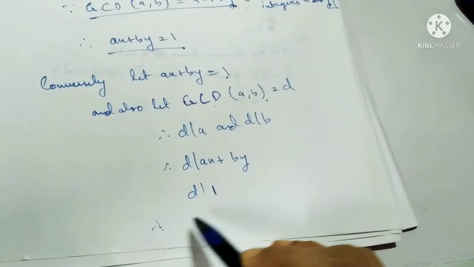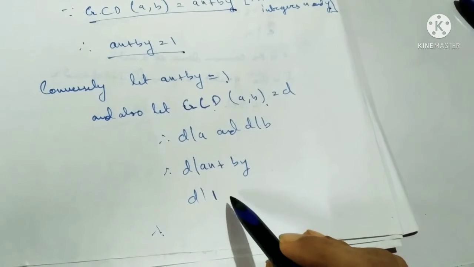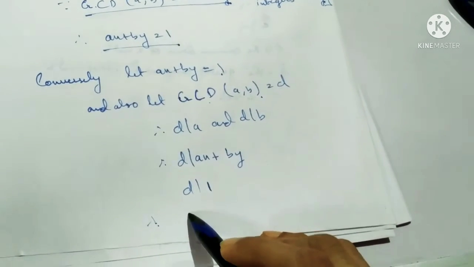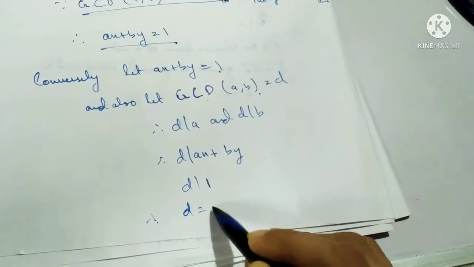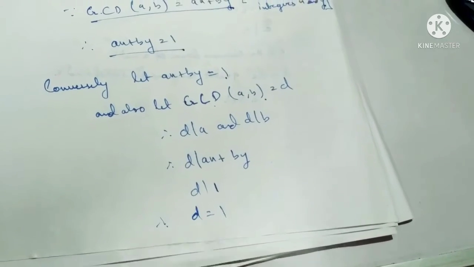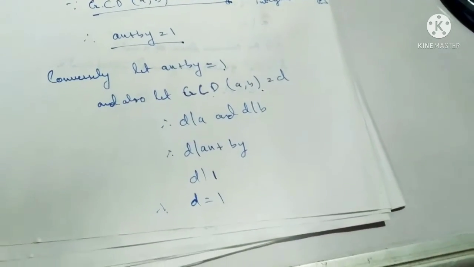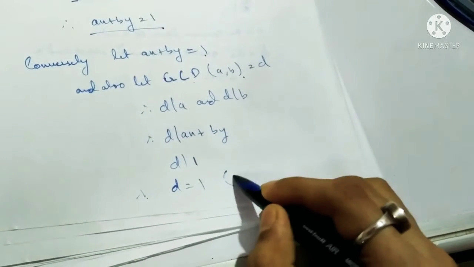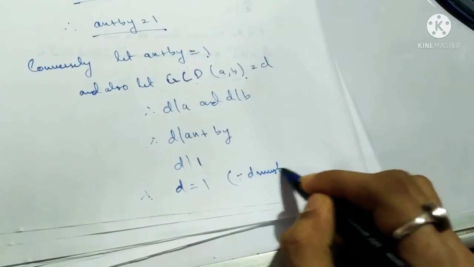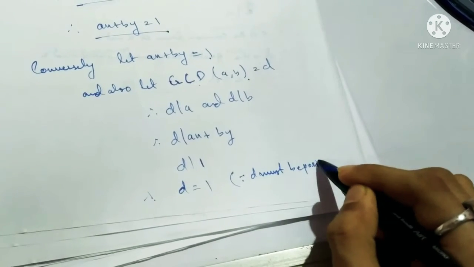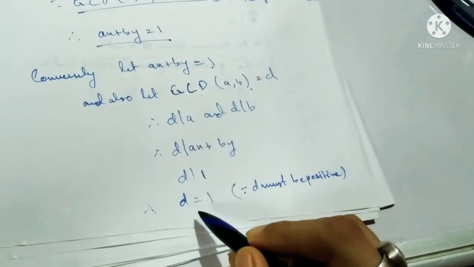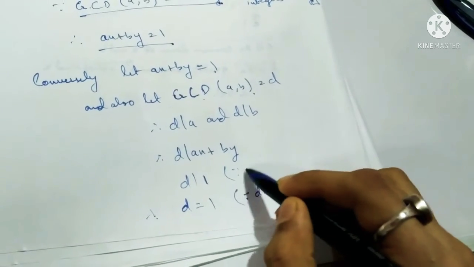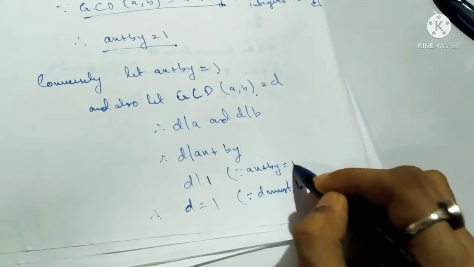So D value should be what? Which number divides 1? D should be equal to 1, since D must be positive. D is the divisor here, so the divisor must be positive. And this is since AX plus BY is equal to 1.